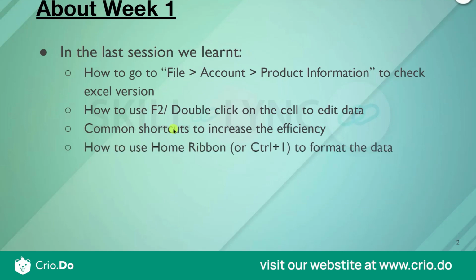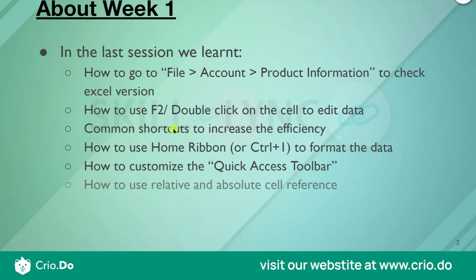How you can use the home ribbon, that is with the Control plus I to format the data. We learned about the data formatting, how to customize the quick access toolbar that is available on the top of the Excel, and then we learned about a very important thing in Microsoft Excel, that is how to use relative and absolute cell references. By default, cell references are used as relative ones, and we can change it to absolute cell reference as well.